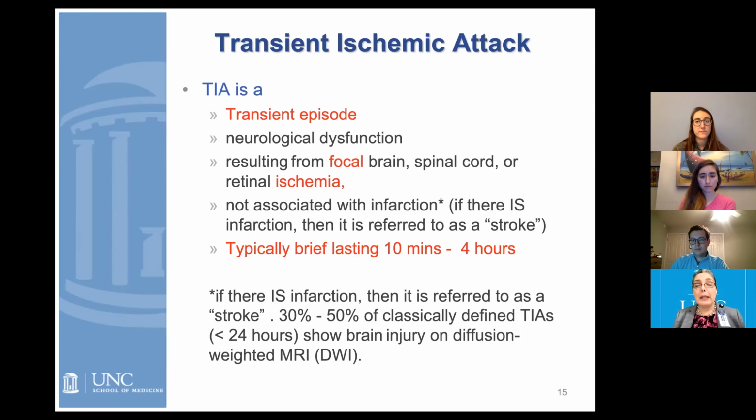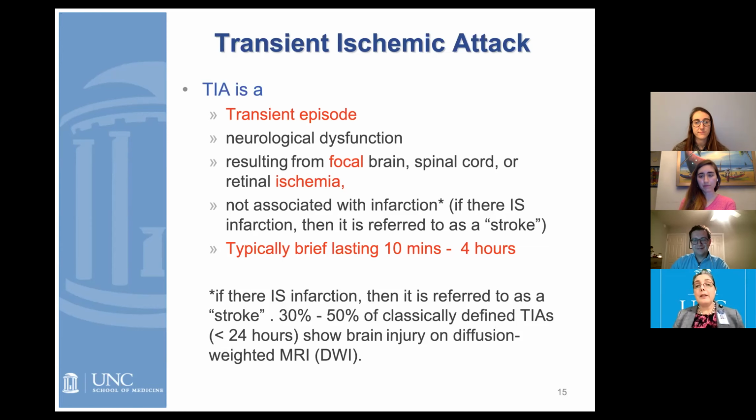Stroke doesn't happen like that. Most of the time, there are some cells that are very susceptible to death immediately, and others take time to die. A TIA is where the neurons are kind of going, should we die? I'm not sure. Hang on, let's see if we can keep going. And if we can reverse whatever's causing the symptoms, the cells don't need to die.